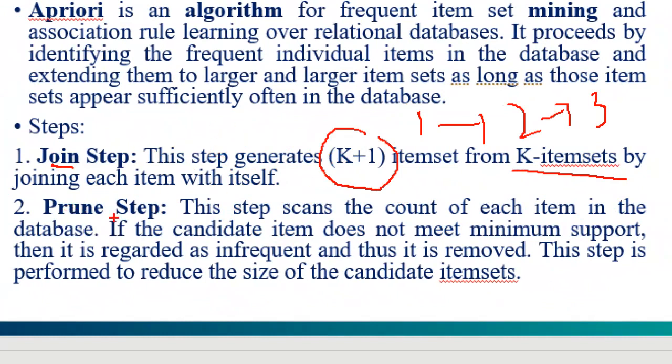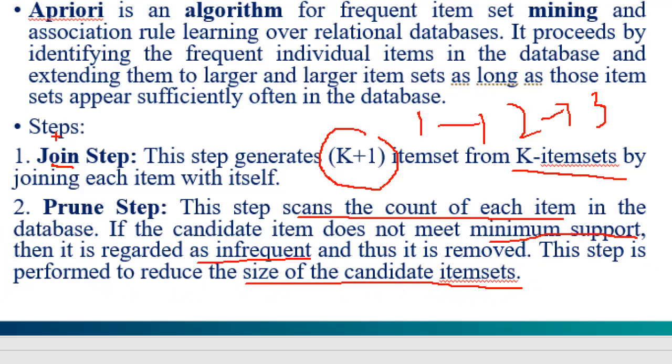The second step is the prune step. This step scans the count of each item in the database. In the problem, a minimum support level is given. If a candidate item does not meet the minimum support, then it is regarded as infrequent, and thus it is removed. This step is performed to reduce the size of the candidate item sets.